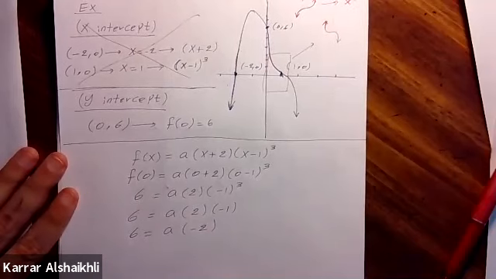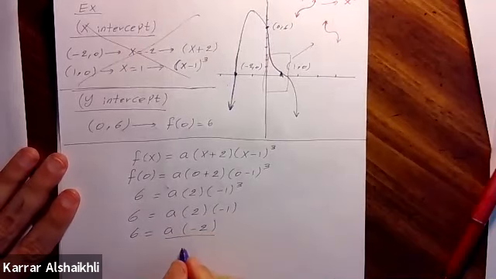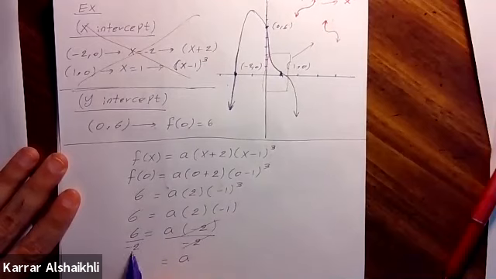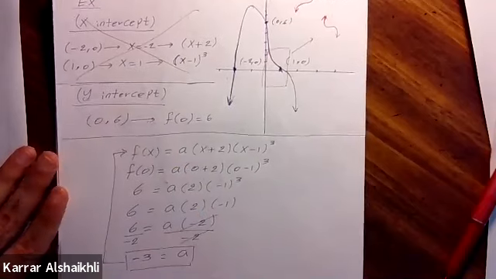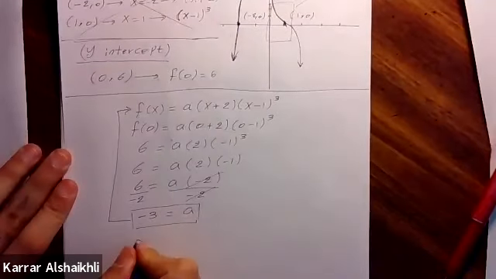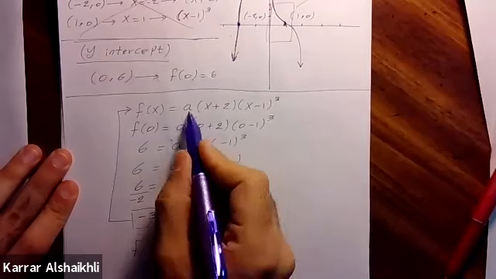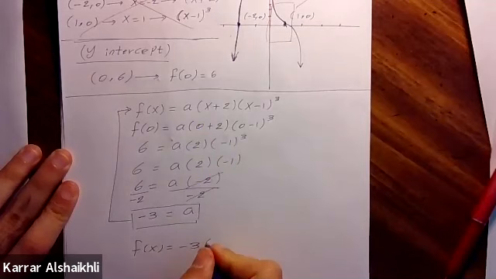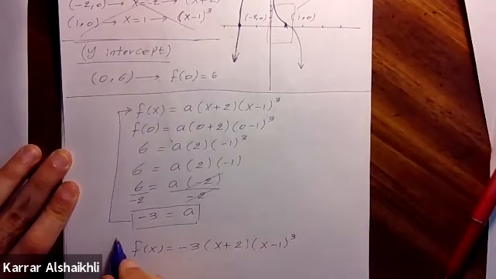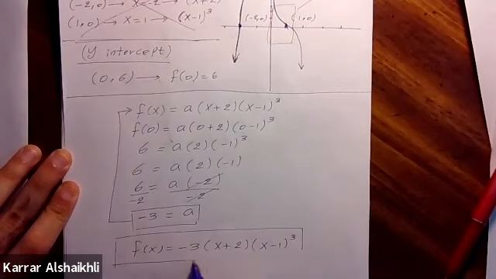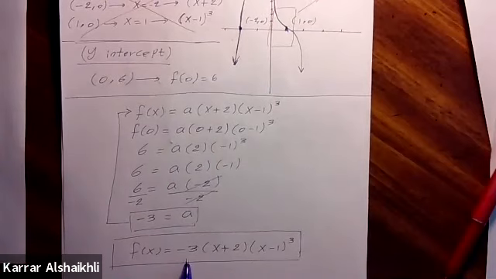Last step, you're going to divide both sides by negative 2, the number beside the variable. Don't make mistakes. Cancel these. The leftover from the right side: a equals 6 divided by negative 2, which is negative 3. So this is the value of a. We're going to plug a back in here to write down the solution. So the solution is f of x equals negative 3 times (x plus 2) times (x minus 1) cubed. This is the general form for the polynomial function for this graph.